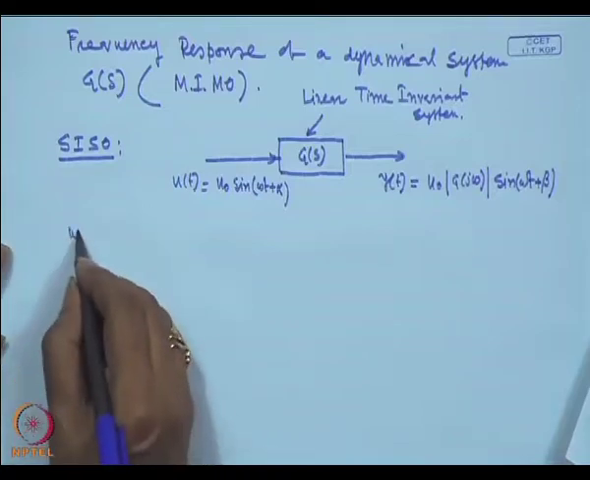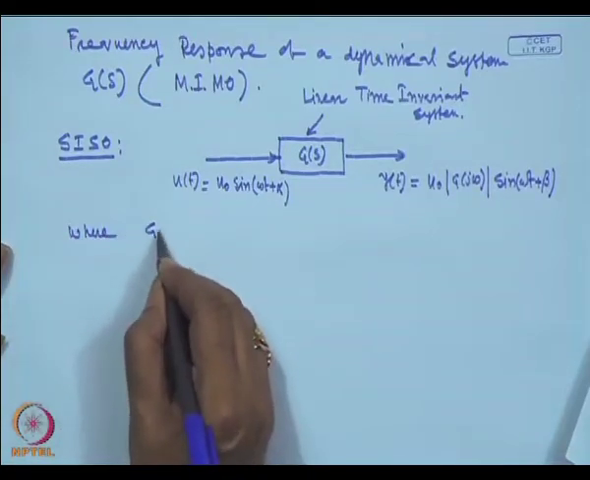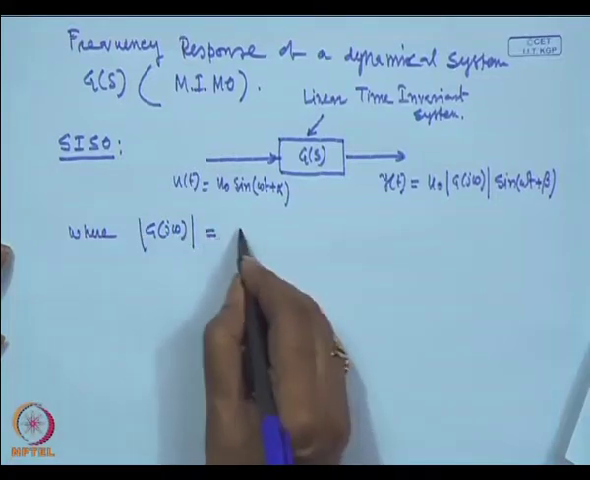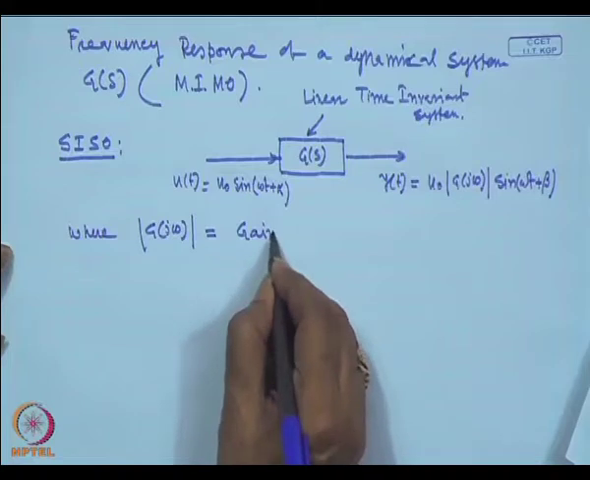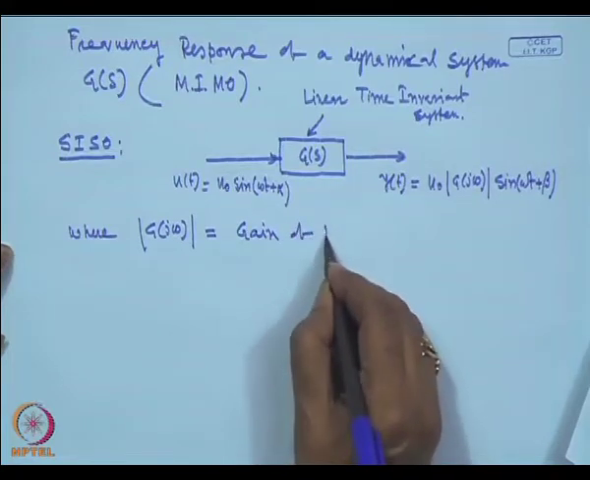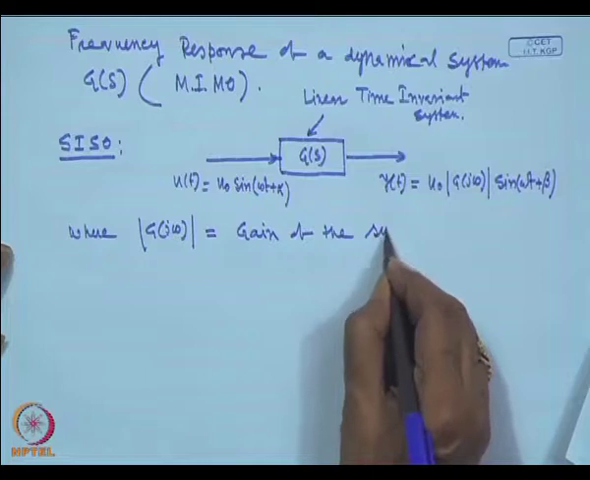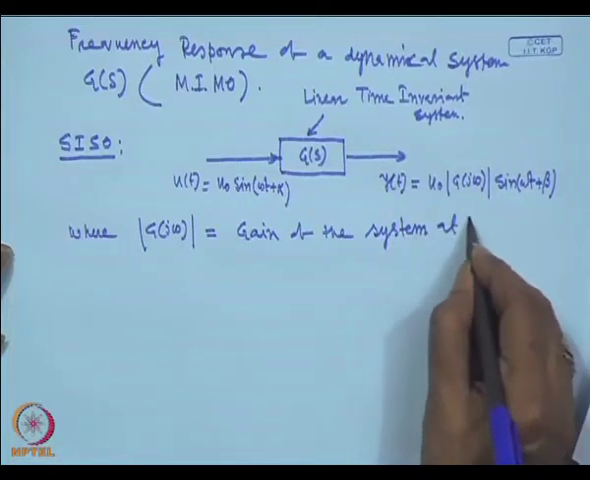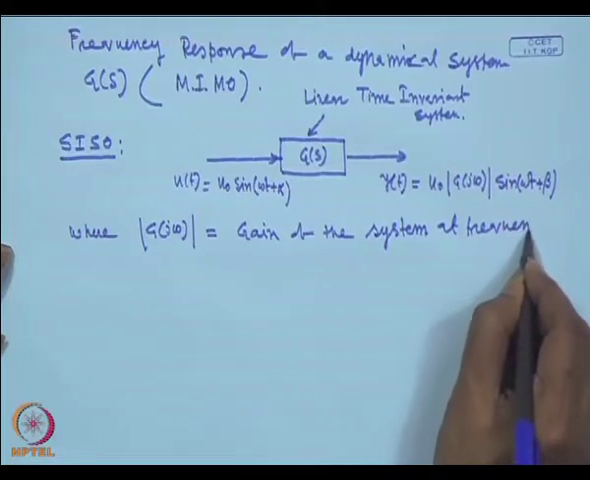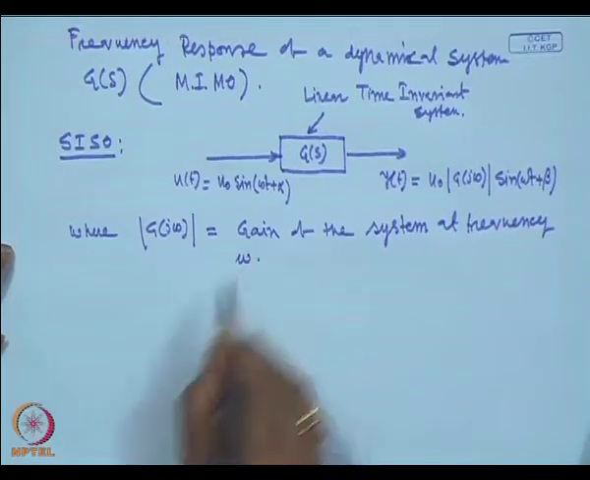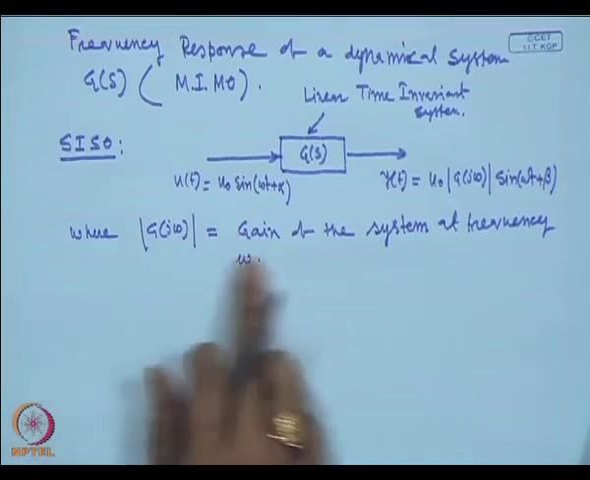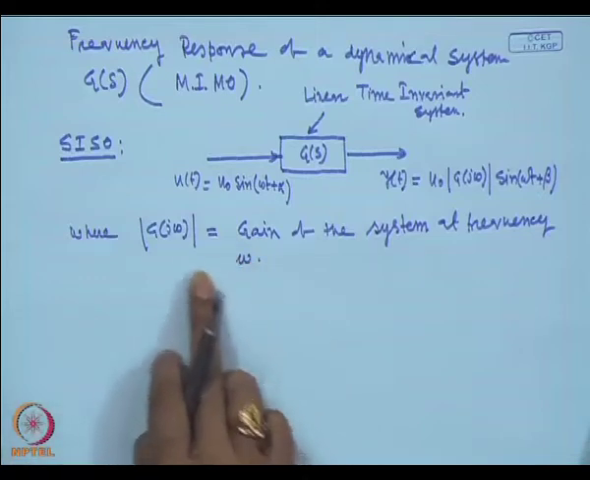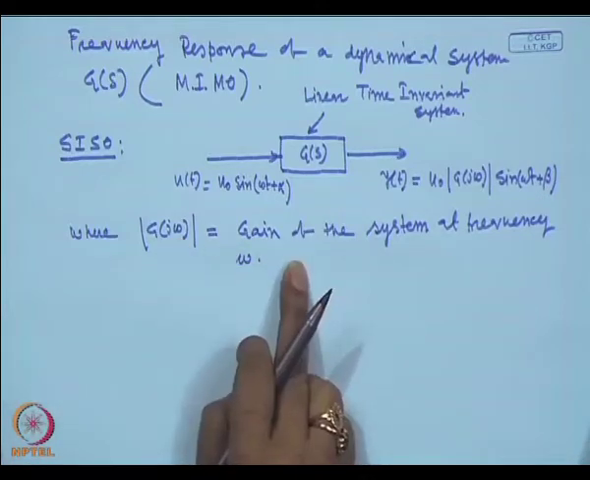So, where the magnitude of G(jω) is nothing but the gain of the system at frequency ω. So, naturally from this expression you see why I am calling it gain, I will explain later. Now, you see it is dependent on frequency.